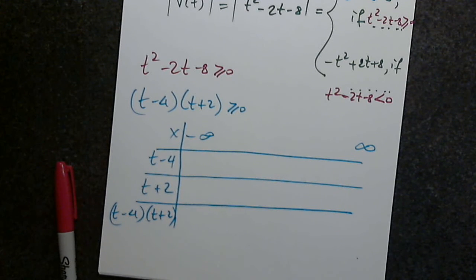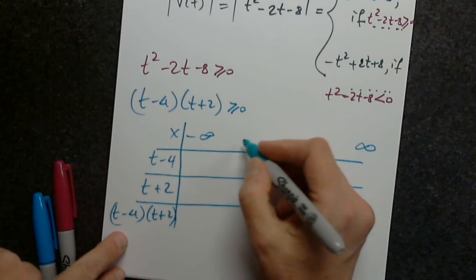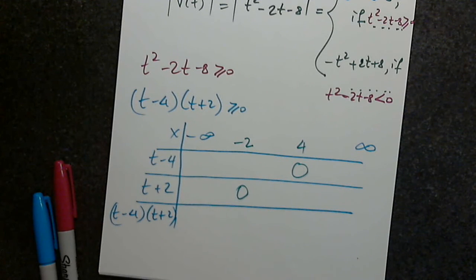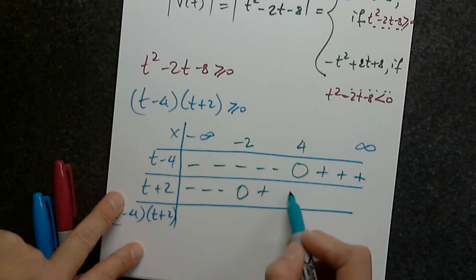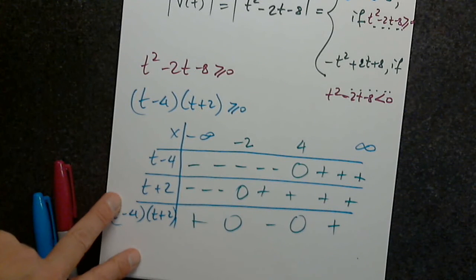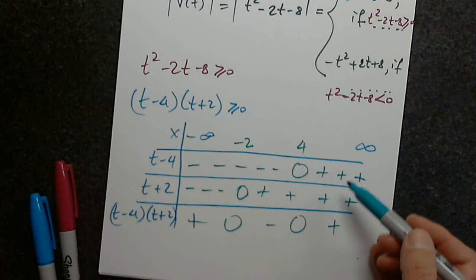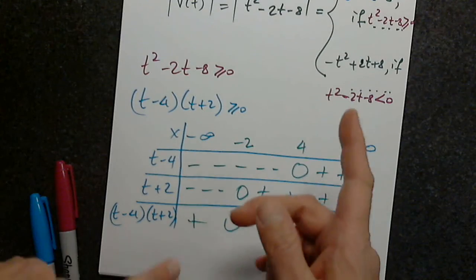Okay, which numbers go into the table? Only two numbers. The 0 for this and the 0 for this, in ascending order, of course. So first negative 2 and then 4. Both are linear functions with a positive slope. When I multiply two negatives, when I multiply a negative and a positive, when I multiply two positives. So now I know the answer.